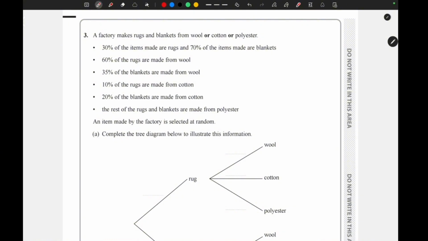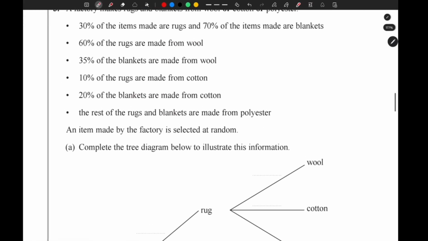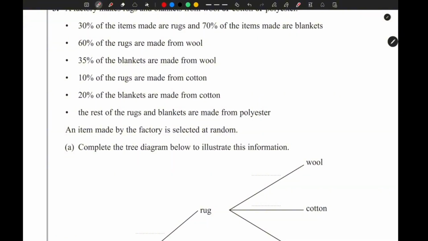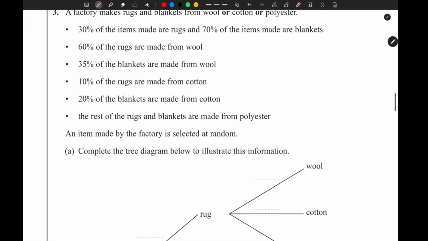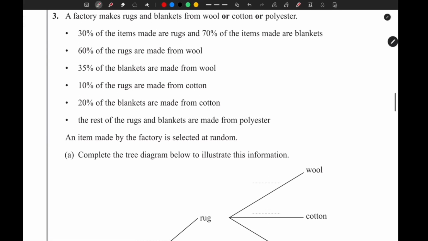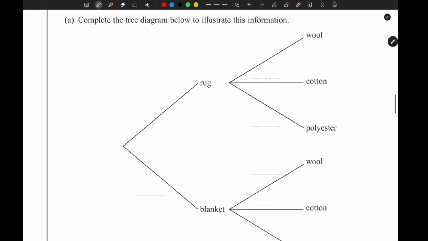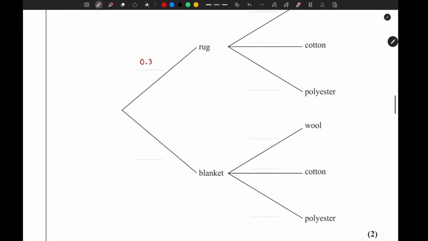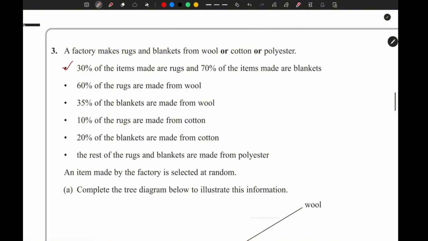Now moving on to the next question. A factory makes rugs and blankets from wool or cotton or polyester, and the information is given in this part. Now we just need to complete the tree diagram to illustrate all of this information. So 30% of the items are rugs. So the probability is 30%. Written in decimal format, it will be 0.3. If this is 0.3, this will be 0.7 because the total probability is 1. So we have used this information.